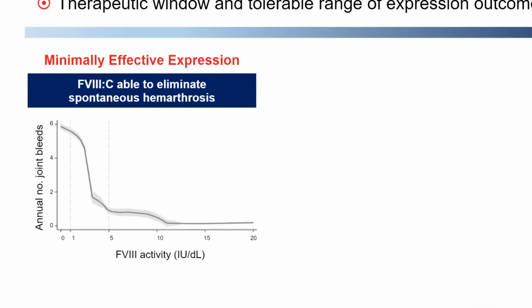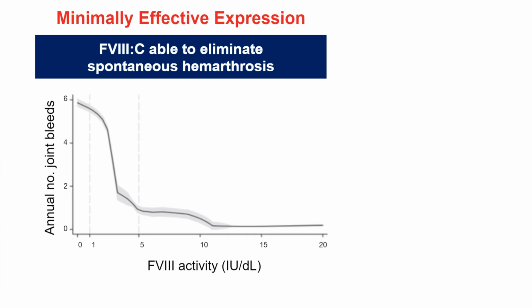This is a graph that's been shown now many times, looking at epidemiological data on the number of joint bleeds relative to endogenous factor VIII activity. As you might expect, with increasing factor VIII activity well into the mild range, you have a reduction in joint bleeds. Somewhere between roughly 10 and 15% of factor VIII activity confers annualized joint bleeds that are less than 1, suggesting this may be a minimal level of targeted effective expression.